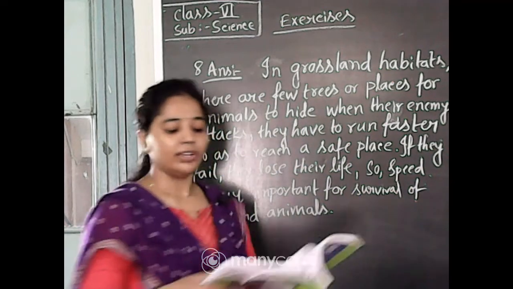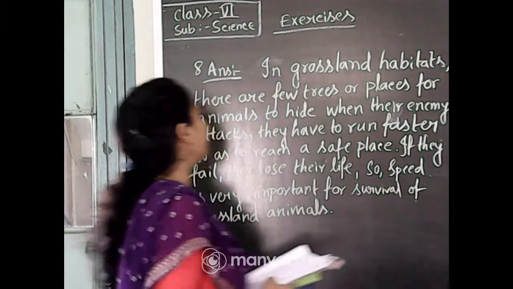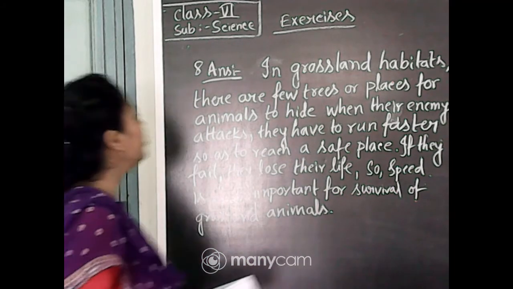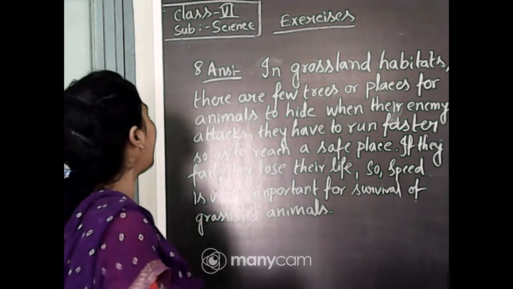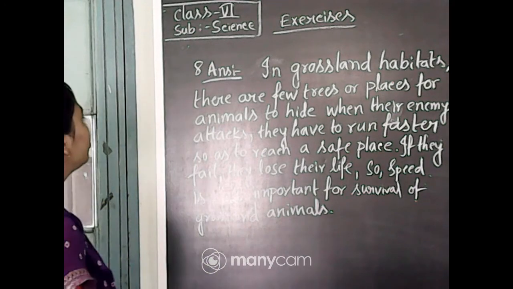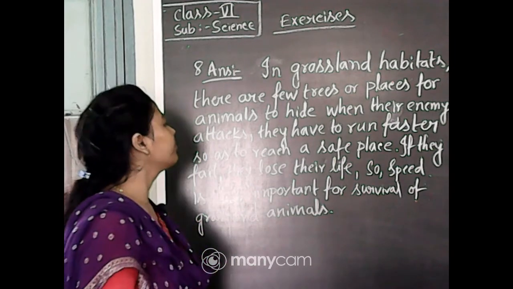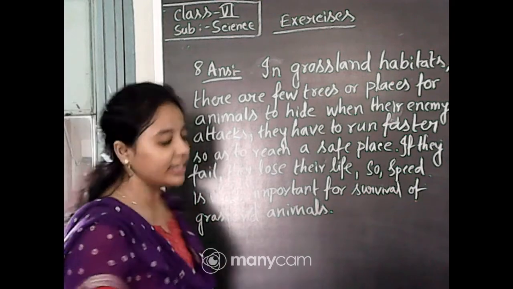To survive, the deer has to run faster than the tiger. So here you can correlate that in grassland habitats, there are few trees or places for animals to hide when their enemy attacks. So they have to run faster so as to reach a safe place, and if they fail, they lose their life. And so speed is very important for survival of grassland animals.